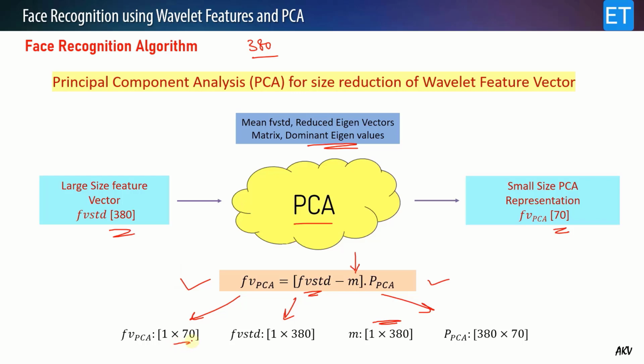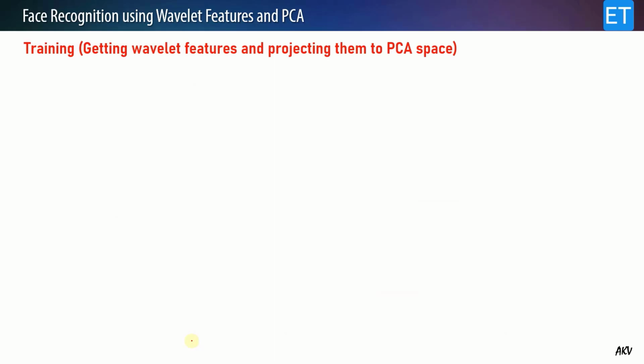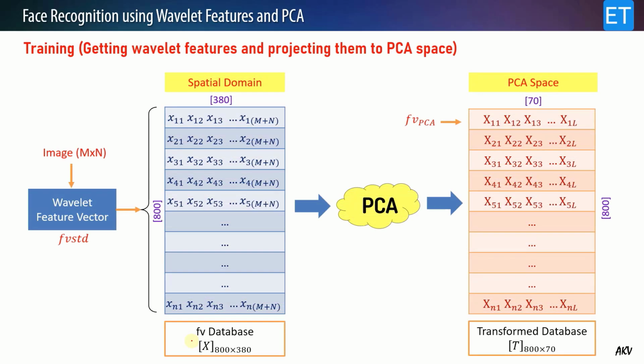Okay, so now let's go for the training procedure. So this is the training part. What you have to do: you have the total 800 images in your folder. You have to read all the images and take the wavelet transform of them. I mean, you have to find the wavelet feature vector by the method which I have just shown you in the previous slide. So you will get the FVSTD, the feature vector whose size is 380. That's why you can see the 380 size written here.